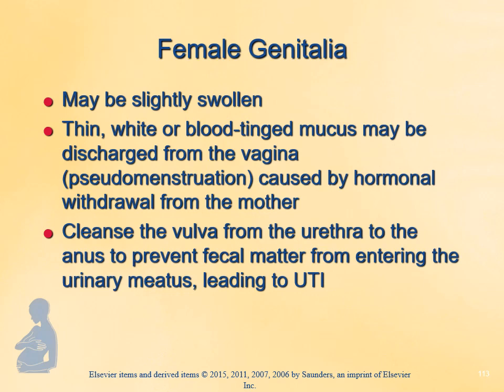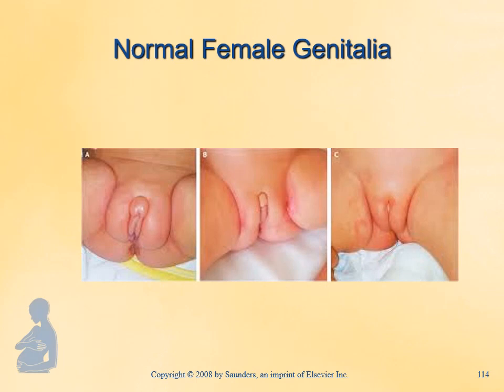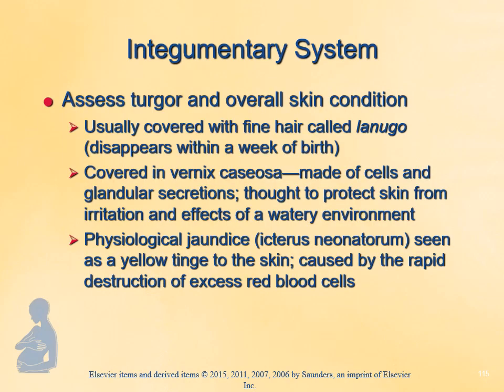Normal female genitalia, it's not uncommon to see swollen labia on baby girls. They might also have a slight discharge from their vaginal area as leftover from the hormonal effects from the mother. And we always want to make sure that parents know to wipe their baby girls from the top to the bottom and never to bring the wipe up from the bottom back up to the top, because that can lead to urinary infections. So all of these pictures would be normal findings for female genitalia.